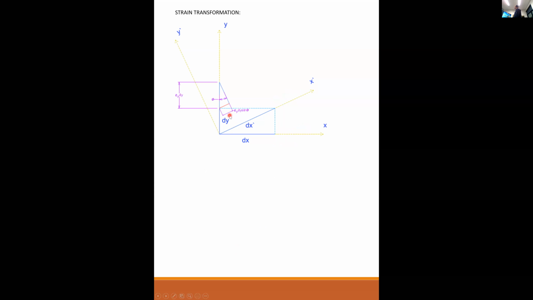Now we're going to look at the y direction. If an element elongates in the y direction by some known value, epsilon y dy, so the strain times the original height is the new height. And just by trigonometry, this is theta when this is theta. Then the red line is what we're after. We're after the component of the deformation parallel to x prime.